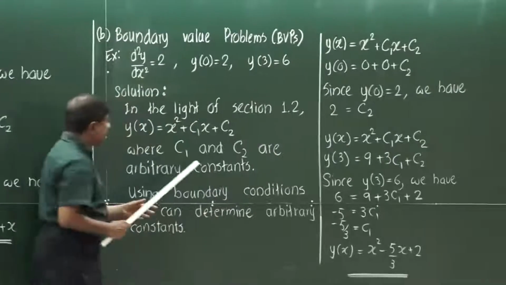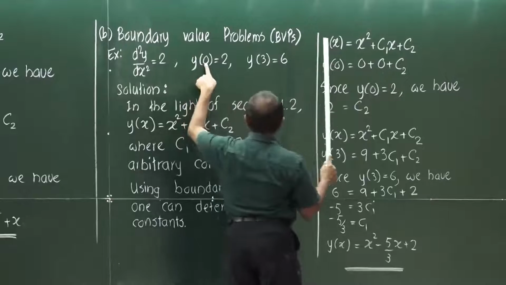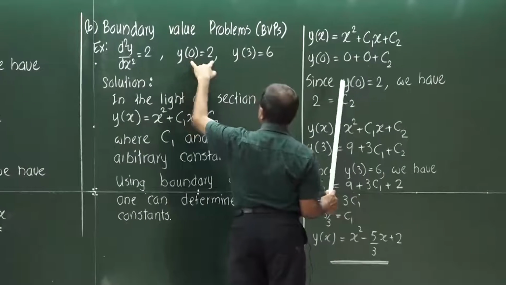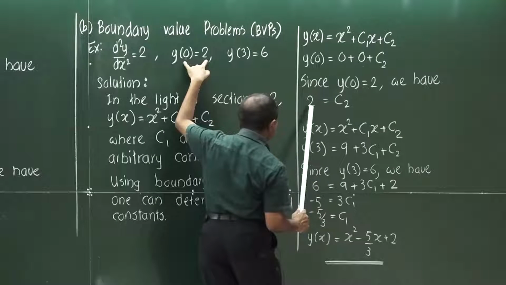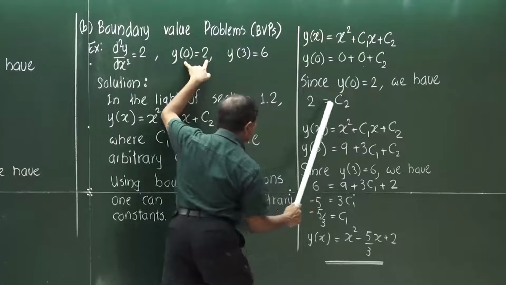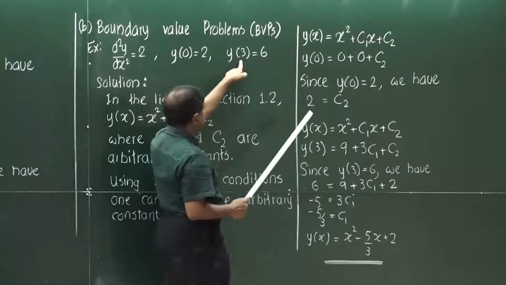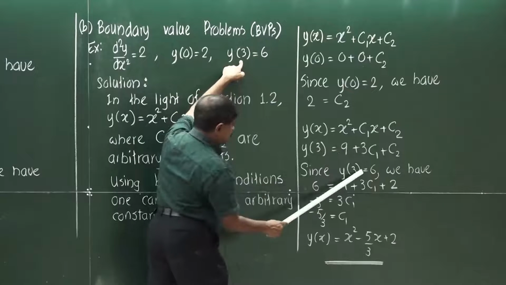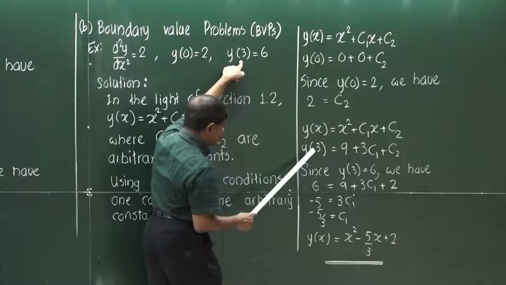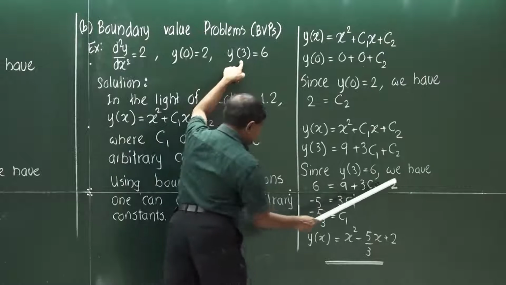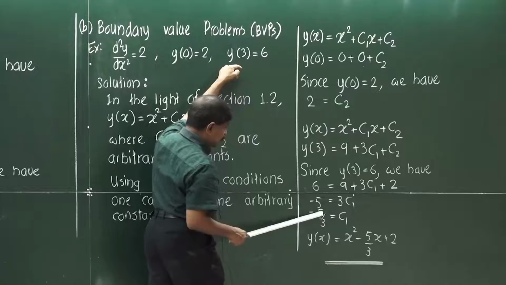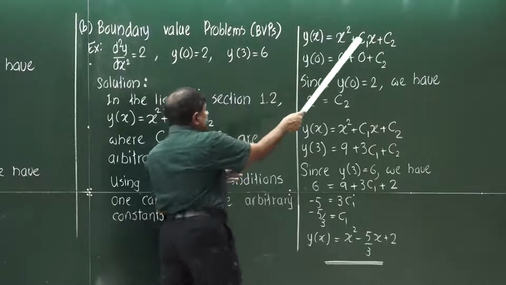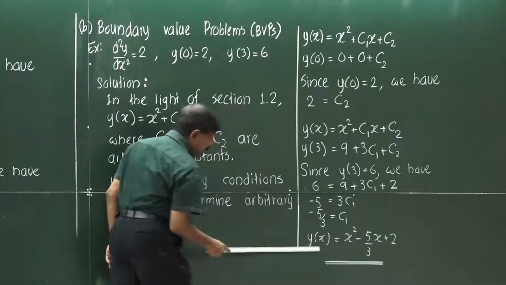How would you do that? Okay, again take this one. To use that you have to plug in 0 for x, you will get this. Now, since y naught is 2, you plug in 2 there, the right hand side is C2, therefore, C2 is equal to 2. Now, to use this one, plug in x is equal to 3, so you will get this. Now, y3 is equal to 6, therefore, you plug in 6 there, you will end up with this, giving you C1 is equal to minus 5 over 3.